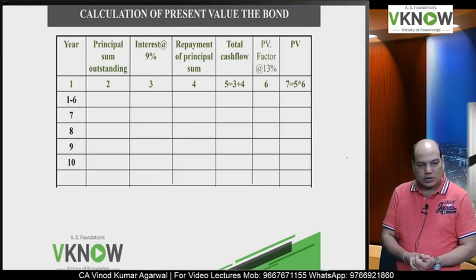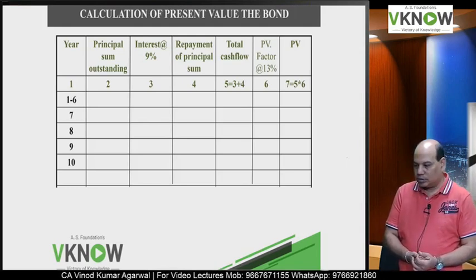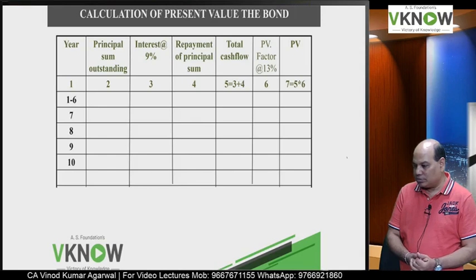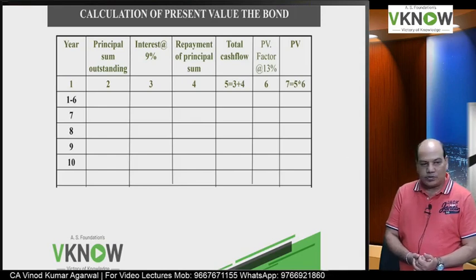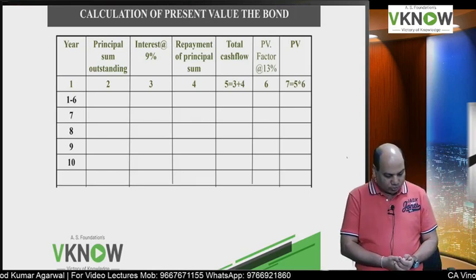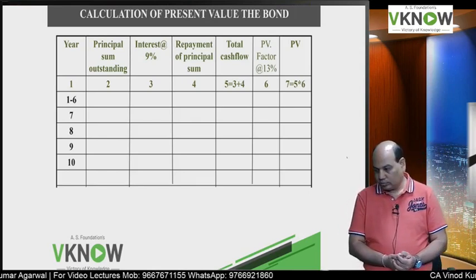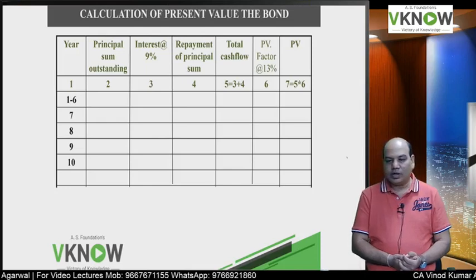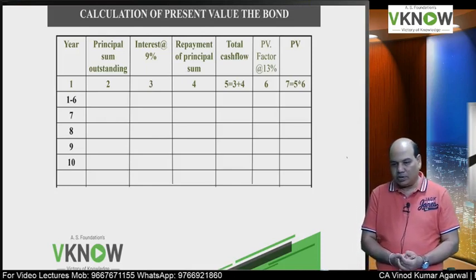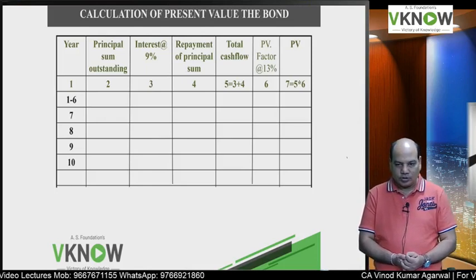Year, principal sum outstanding, interest at the rate 9%, repayment of principal sum, total cash flow, PV factor at 13% and PV, present value. Okay.